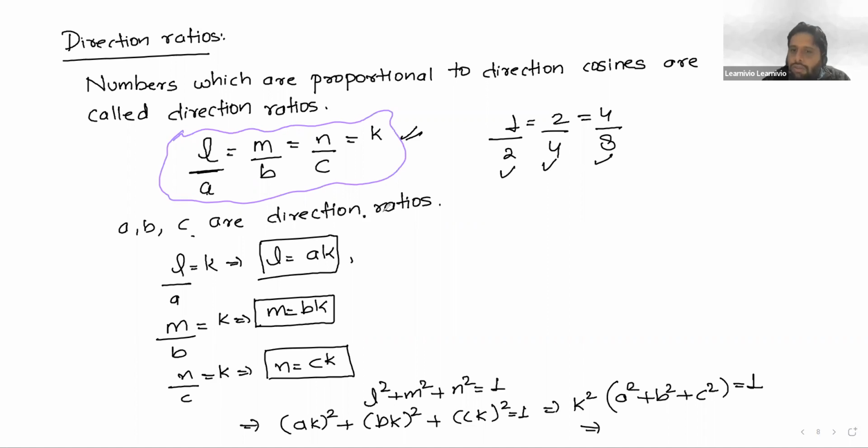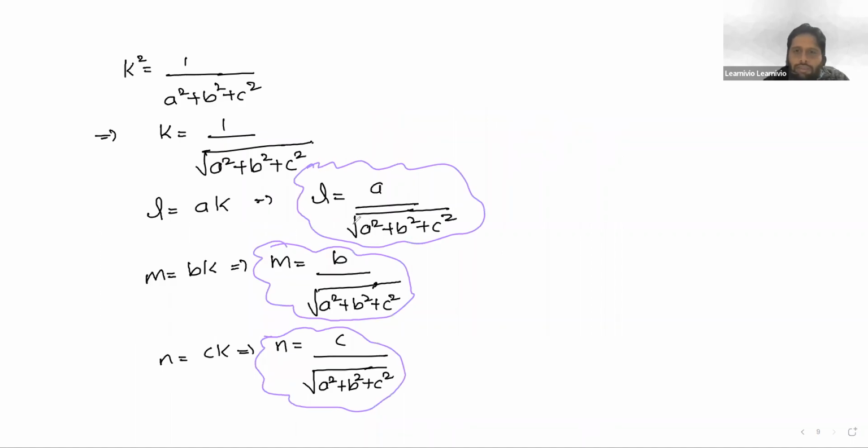Why are these called direction ratios? Because these numbers follow this relation. Any numbers which follow this relation, L by A, M by B, N by C, we will say that these are the direction ratios. Okay. So I think all of you have noted this formula. From this formula, what can we find out? We can find out the direction cosines. If the direction ratios are given, you need to find the direction cosines, then you can use this formula.